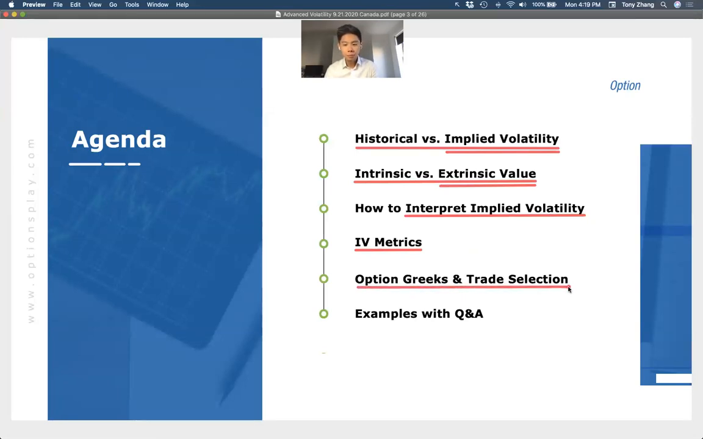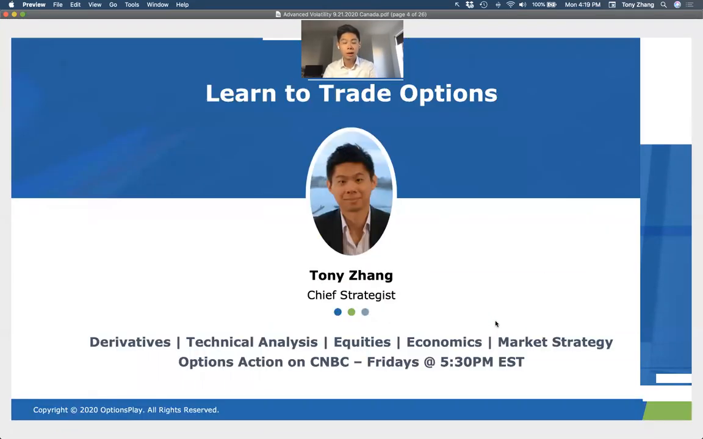And lastly, probably more importantly, is really looking at trade selection and option Greeks. So how does implied volatility help us calculate what expiration date, what strike price are optimal for the strategies that we want to trade? And lastly, at the very end, I will try to go through a few different examples and open this up for Q&A.